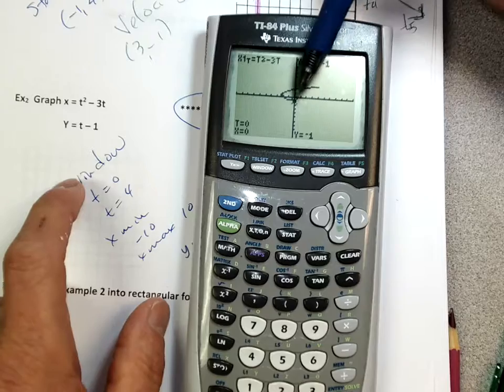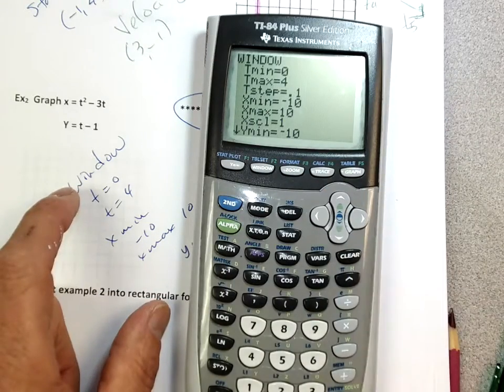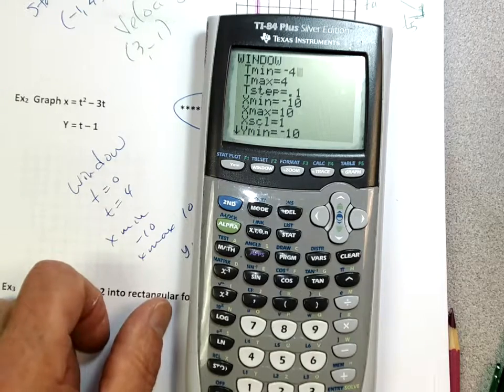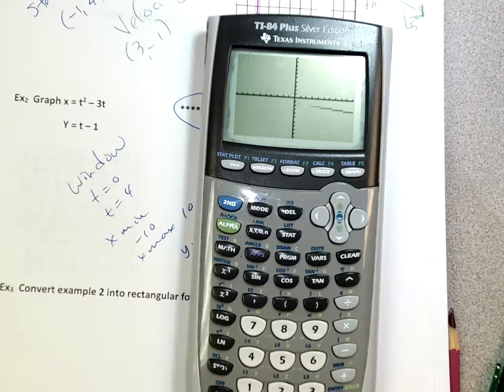But if I need the graph over here, I'm going to go back to my window. I'm going to go maybe negative 4. Negative 4 times. So I'm going to go back in time to see the back half of the graph, which is weird. Back in time to see the back half of the graph, but I'm going to need to do that. Okay, now let me graph it. Okay, there it is. Okay, even better.